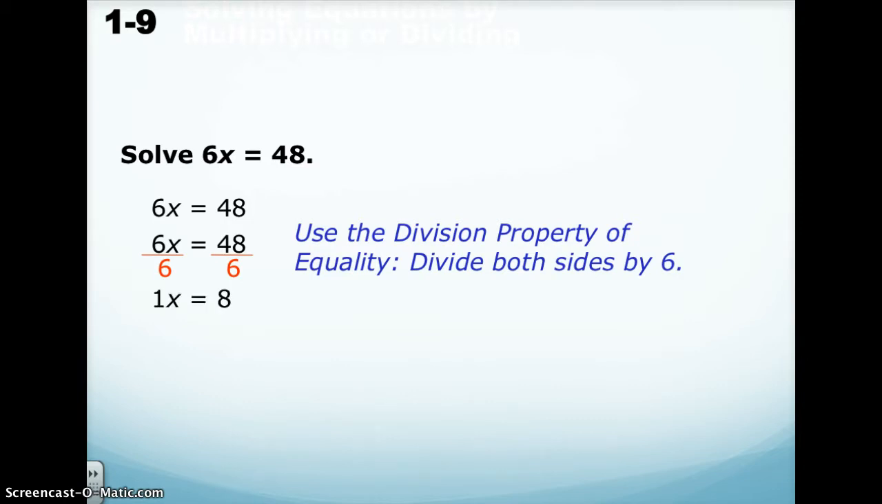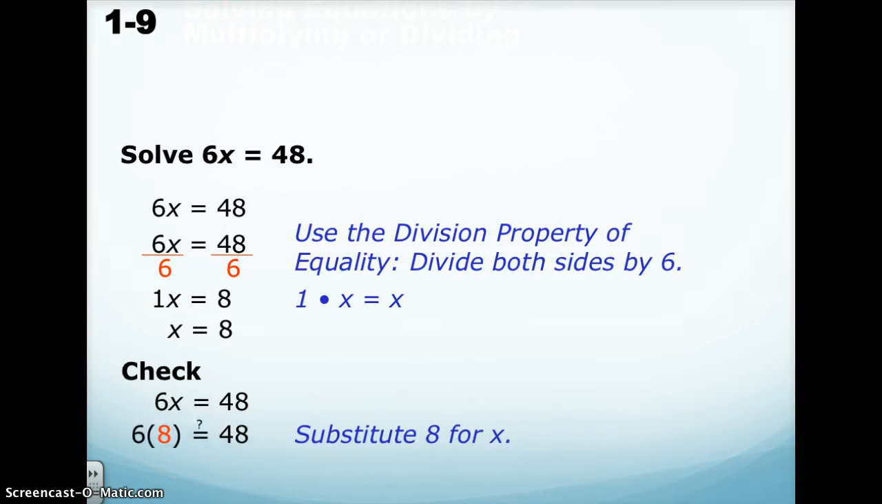So 6 divided by 6 is 1, and we have x there. 48 divided by 6 is 8. Writing 1x is the same as just plain x, so you can get rid of that 1 and write your answer as x equals 8. Now you should always check. Plug the 8 back in: 6 times 8 is 48.